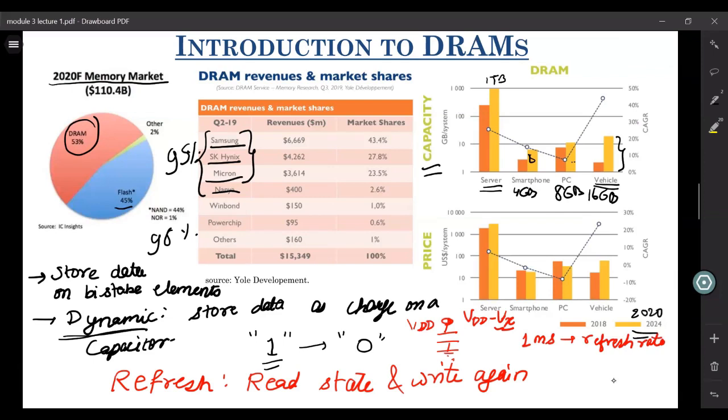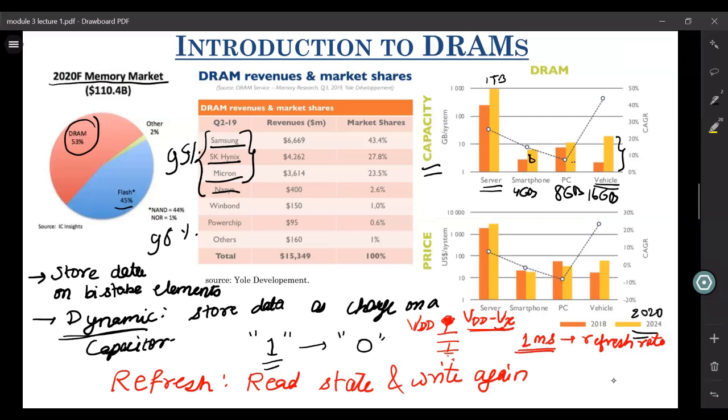you need to read the state of the cell after every 1 millisecond. You need to read the voltage that is being stored here. Let's say it was VDD minus Vx. Just by reading, you will know that it was a state 1. Once you know that it was at 1, you write 1 again, so that the voltage again becomes VDD. So you replenish the charge after every refresh period. In your dynamic RAMs, you refresh the charge on this load capacitor after every 1 millisecond.